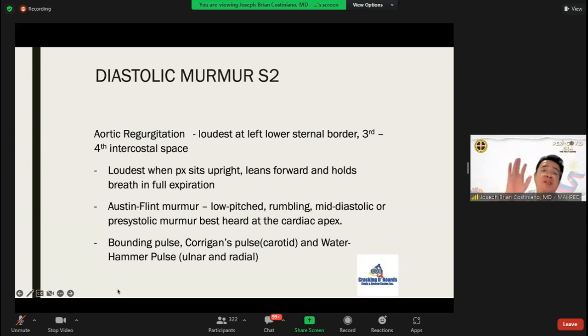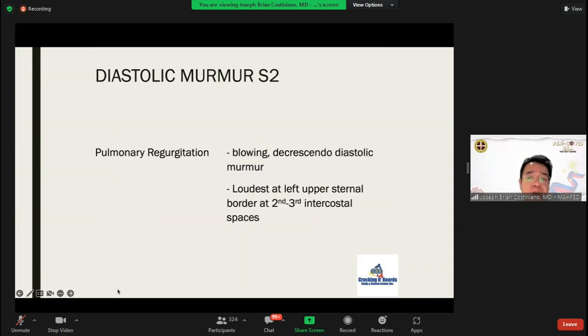And when you talk about aortic regurgitation, what comes to mind are bounding pulses, no? Bounding pulses or Corrigan's pulse dito sa carotid, or water hammer pulse, ulnar and radial. So that is aortic regurgitation. Itong water hammer, ito yung favorite nila, no? Lumalabas ito. Classic kasi siya na PE finding, no? Classical PE finding.